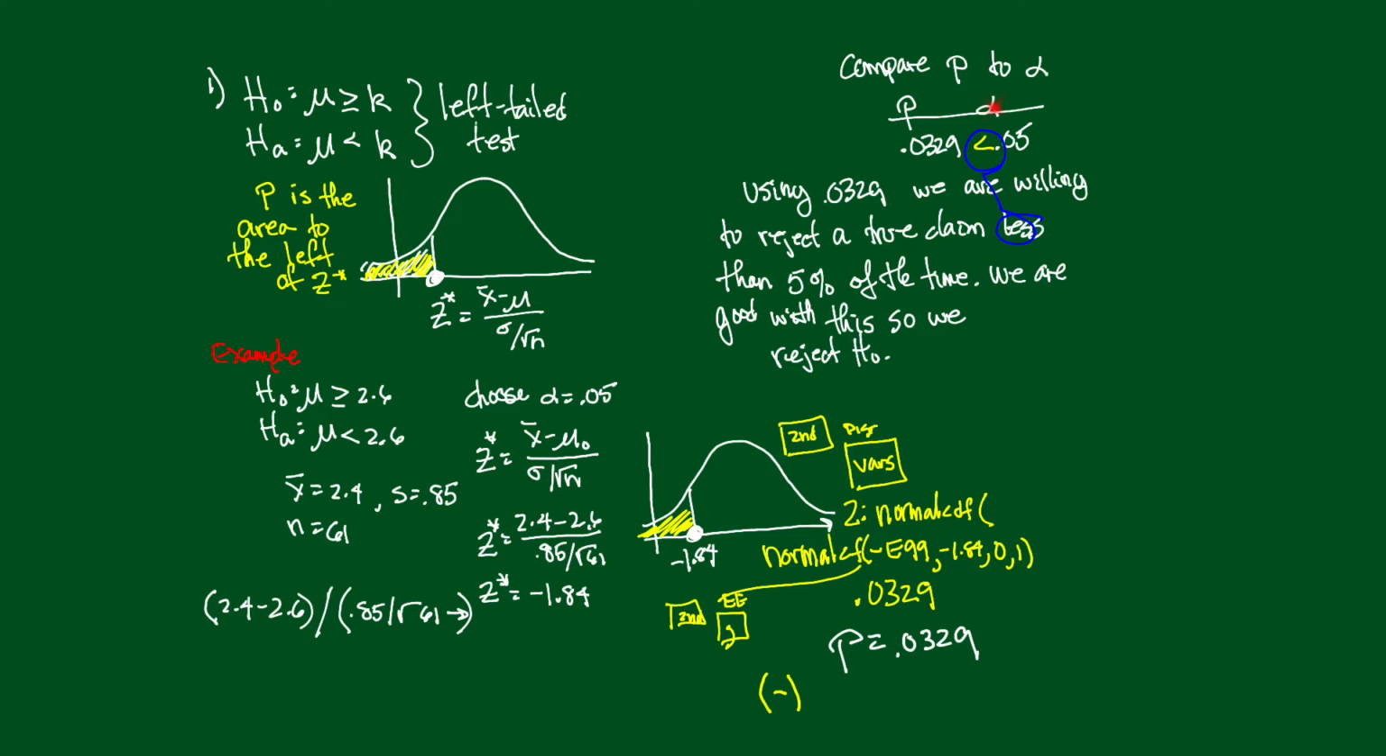I like to set up a little table. There's P, alpha. Now the P was 0.0329. Alpha we've set to be 0.05. And I can see that 3% is less than 5%. So I got a less than there, right? Less than. That blue doesn't show up too well.